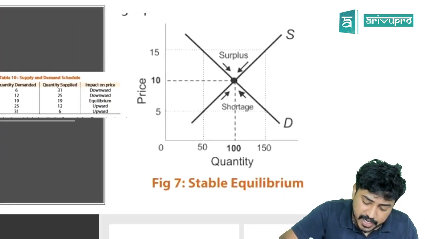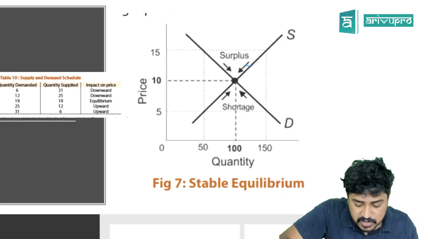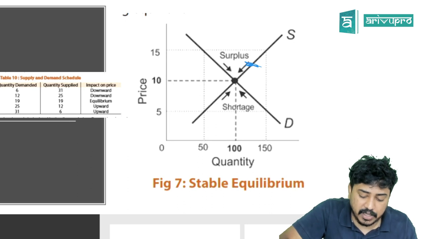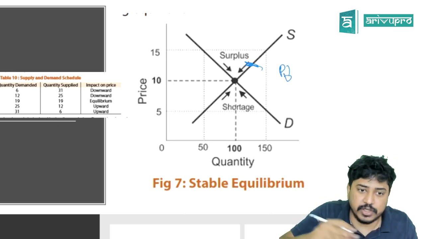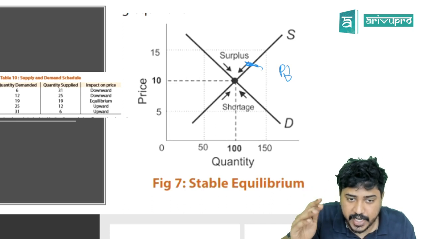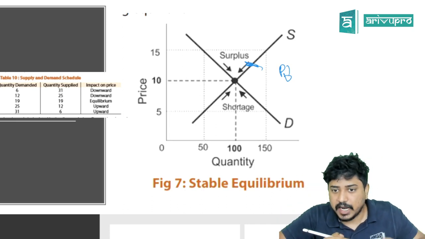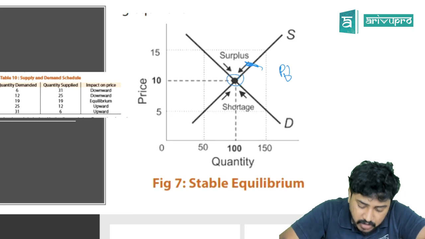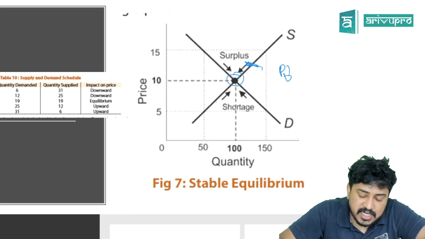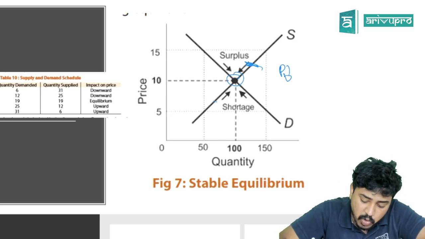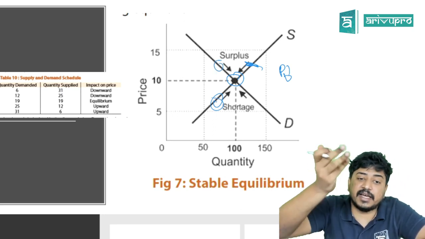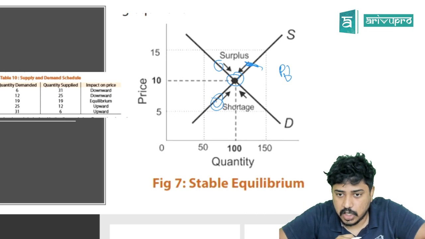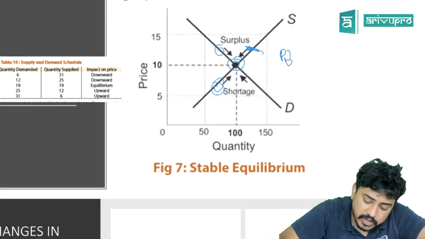If price is more, supply is more than demand, what will happen? There'll be a surplus. If there is a surplus, the price will be reduced, or discounts will be provided to bring down the surplus, right? And go back to the equilibrium. If price is less, demand is more than supply, what will happen? There'll be a shortage. Then prices will be increased so that the shortage is removed, right? And back to the equilibrium.